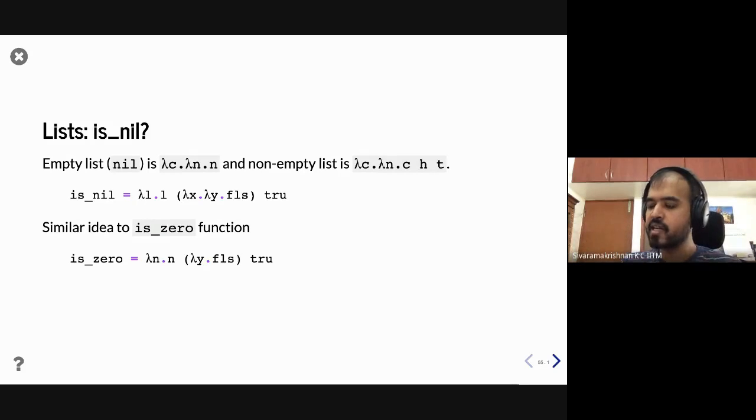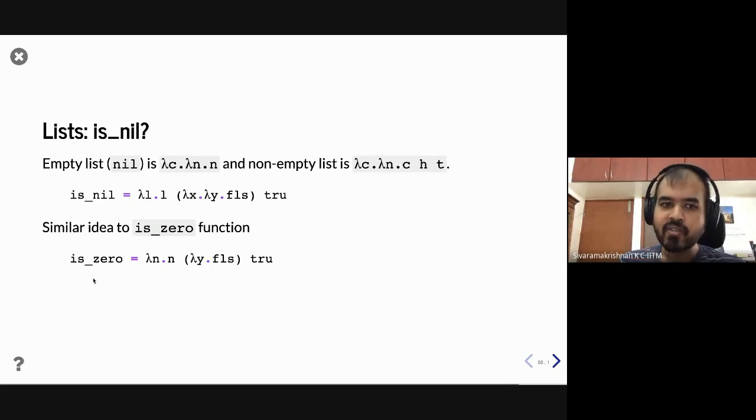I've destructed it. I also want to test it. I may want to check whether a list is empty or not. So I define this function called isNil. The idea is that if you apply this isNil function on a nil value, it returns true. If you apply it on a non-empty list, which has a cons, then it returns false.